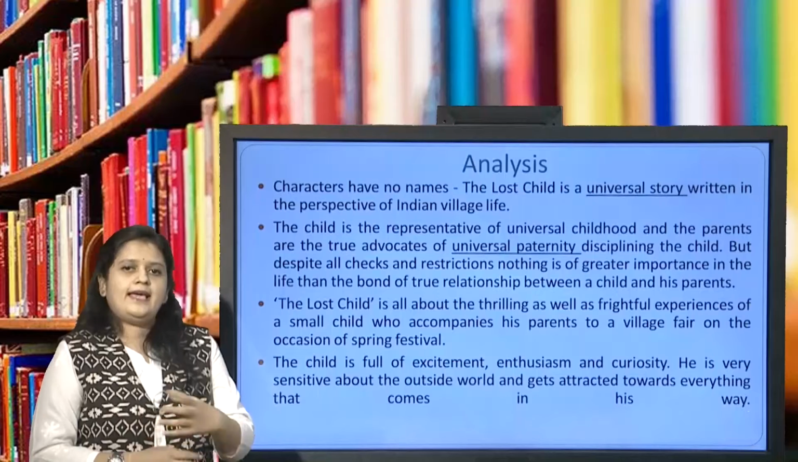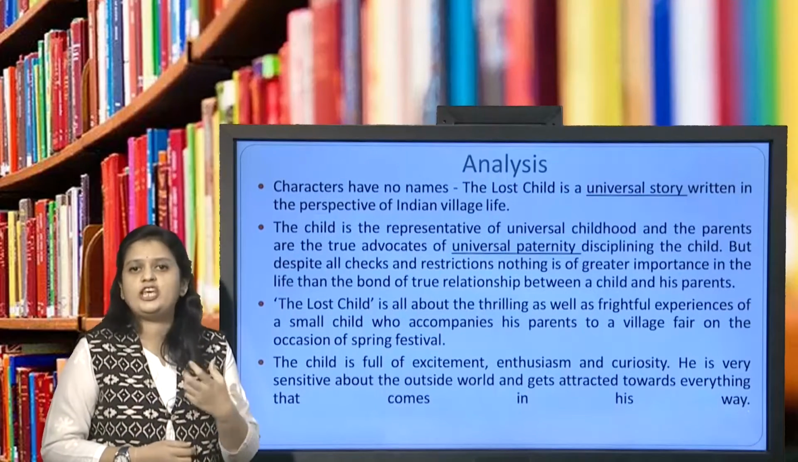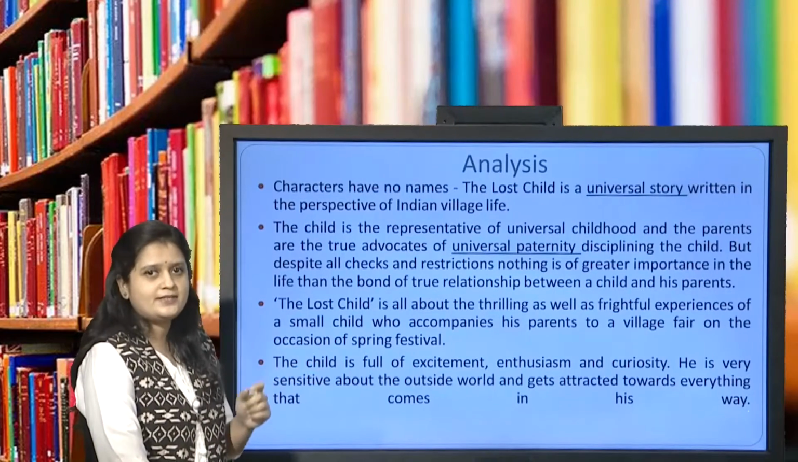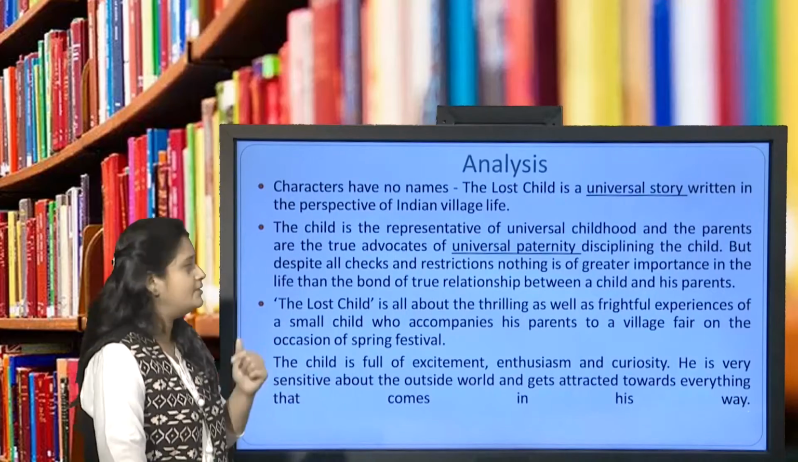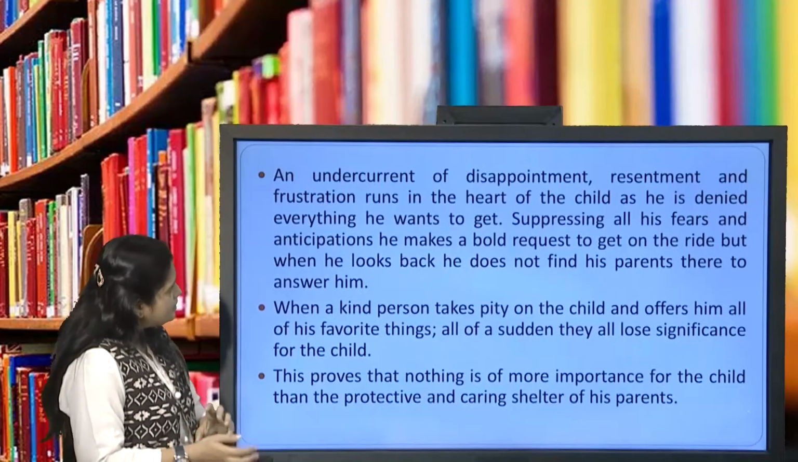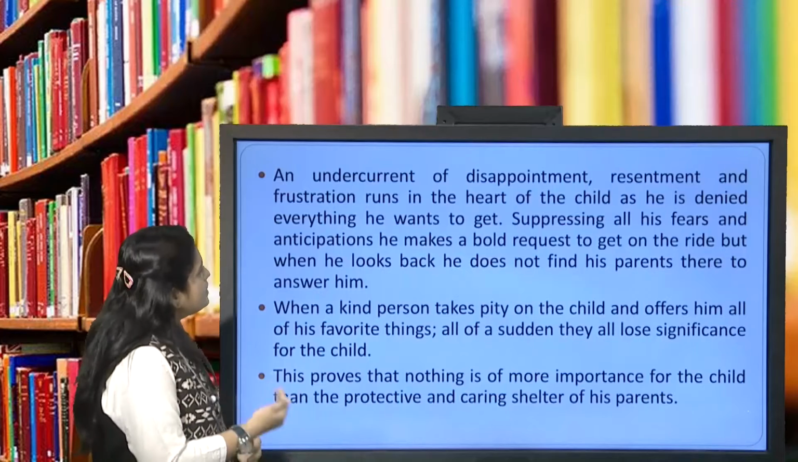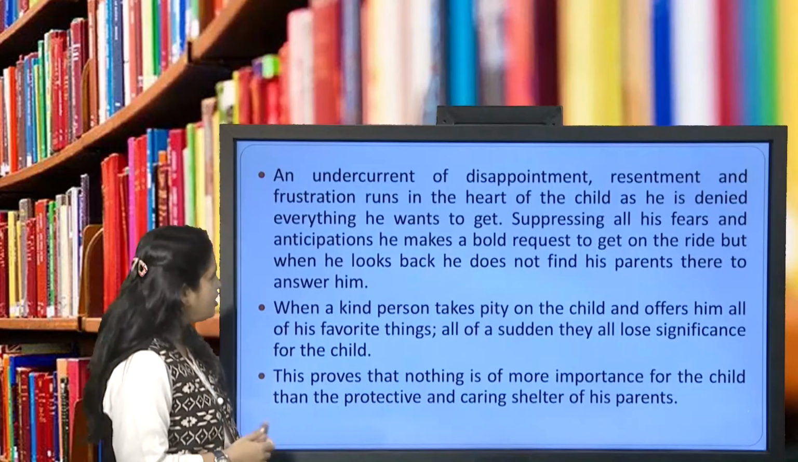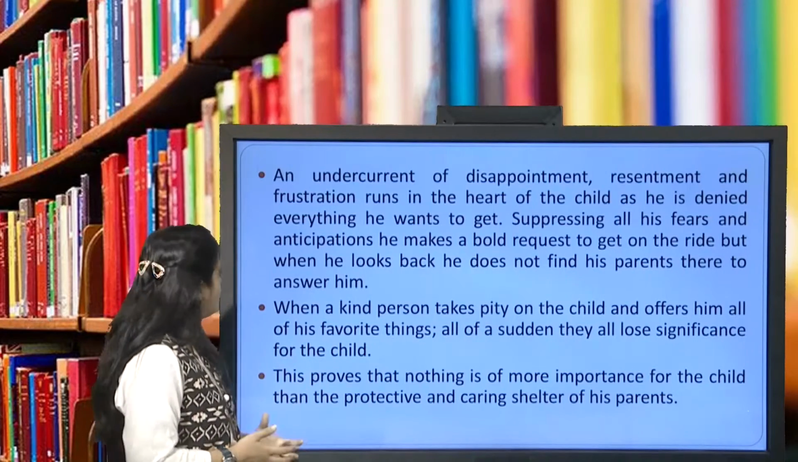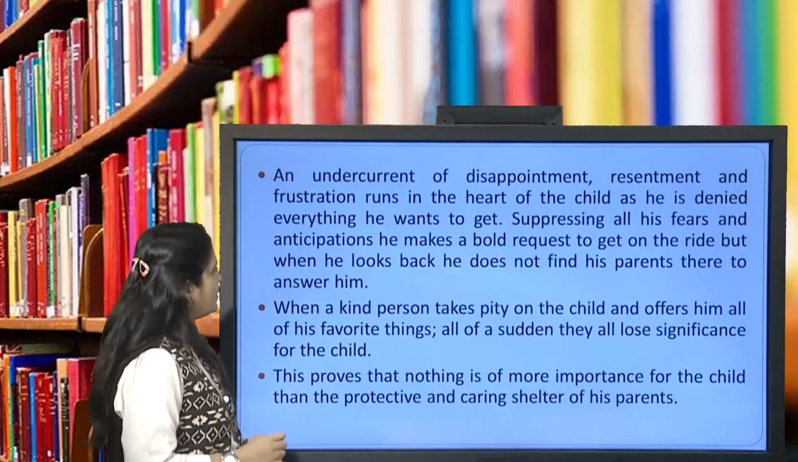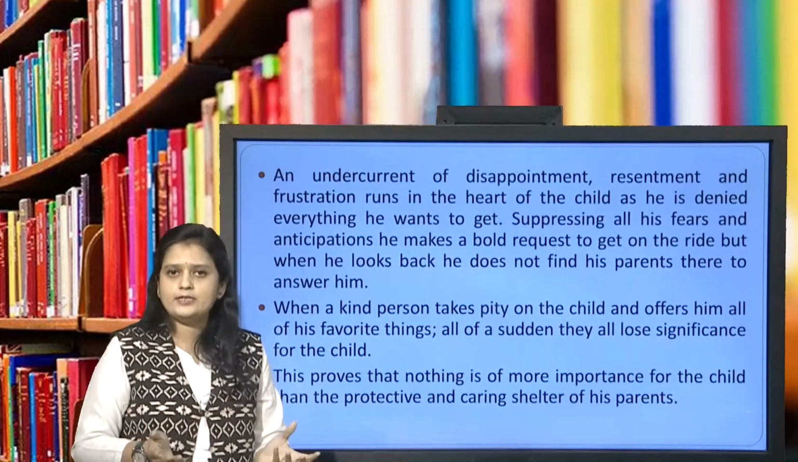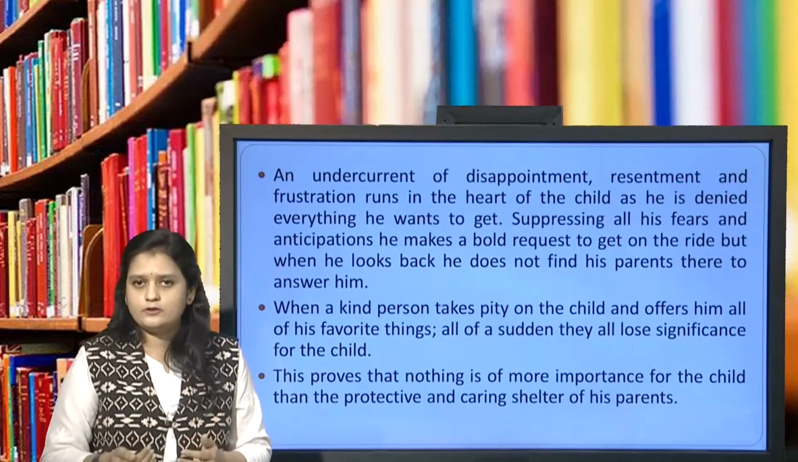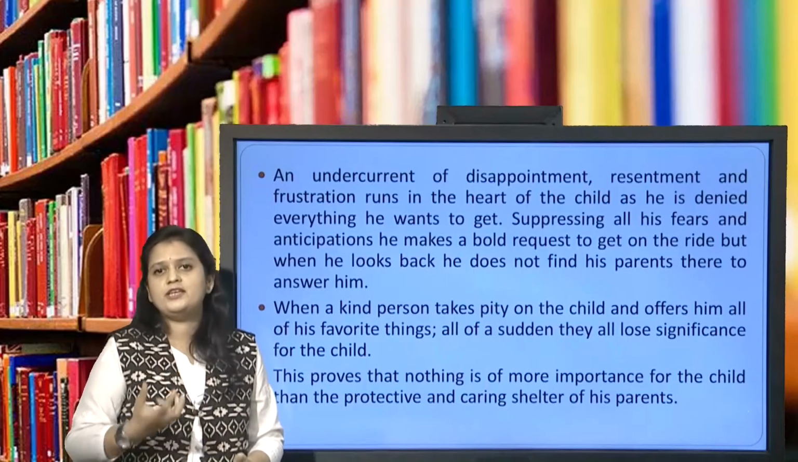But as events change for the bad, he finds out that he is agonized, and now he is no more interested in the beautiful things that he was interested in earlier. So afterwards we come to know an undercurrent of disappointment, resentment and frustration that runs in the heart of the child. And suppressing all his fears and anticipations, he makes a bold request to get on the ride, but he looks back and he does not find anyone. So he knows that his demands are not being satisfied, they are refused, they are being restricted.